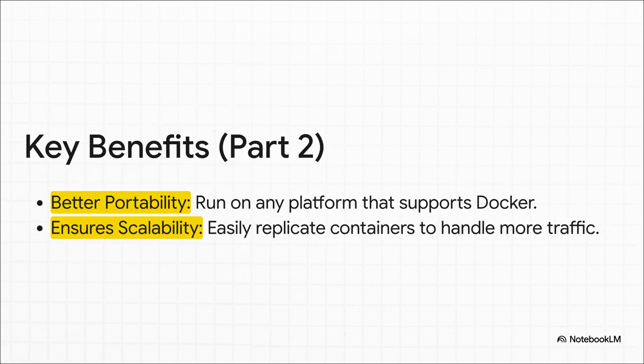Now, that consistency also unlocks 2 other massive benefits: portability and scalability. An app that's packaged in a Docker container can run anywhere that Docker is installed. Your laptop, a server in your office, AWS, Google Cloud, you name it. You are not locked into any single provider. And then, when your app gets super popular and you need to handle more traffic, you just spin up more identical containers. It's practically built to scale on demand.